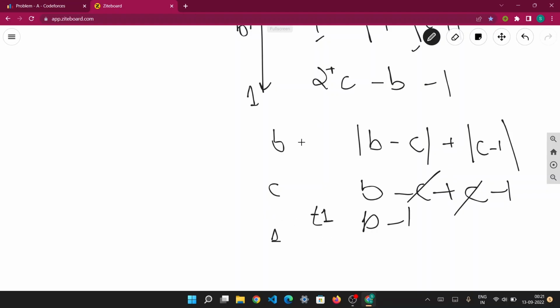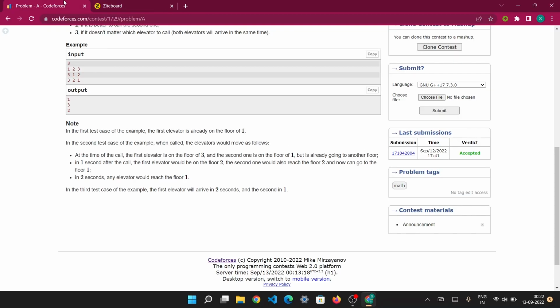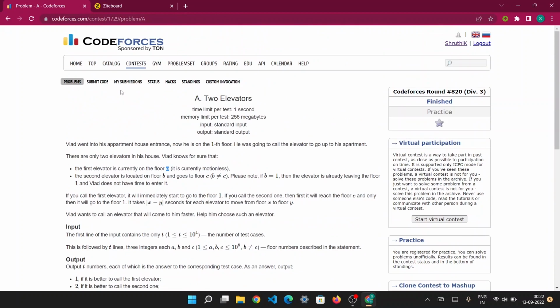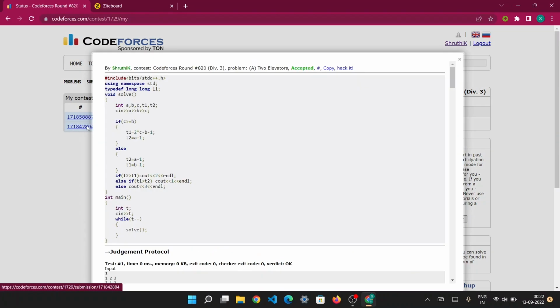So based on the value of C, we will calculate our T1 here and then we will compare with T2 here. Whichever one has the lesser time, we will go for that particular option. And if both are the same, we will print 3. So let us look at the code.